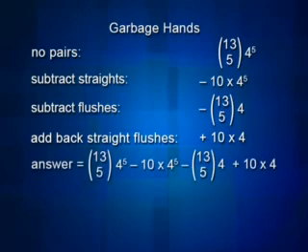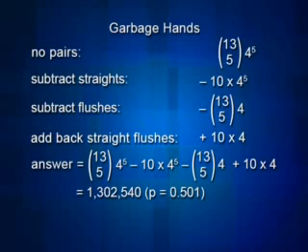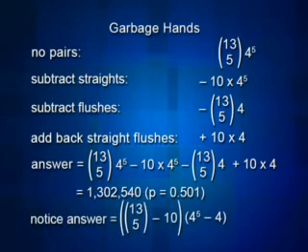So there's our answer. 13 choose 5 times 4 to the 5th minus 10 times 4 to the 5th minus 13 choose 5 times 4 plus 10 times 4. About 1.3 million, slightly more than a half. Now, a student of mine pointed out that your answer looks interesting because it factors. You could algebraically factor that as 13 choose 5 minus 10 times 4 to the 5th minus 4. Why is that? Is that a coincidence? And I said, there are no coincidences in combinatorics. There has to be a good reason why. Let's see why that is.